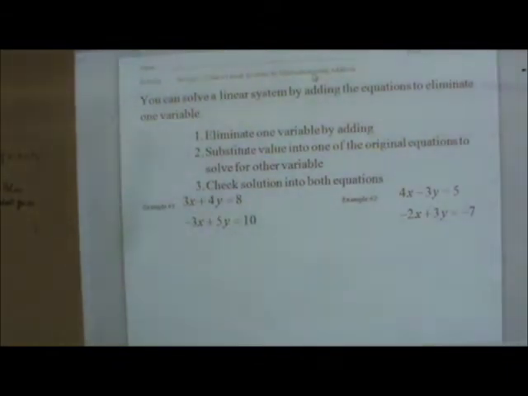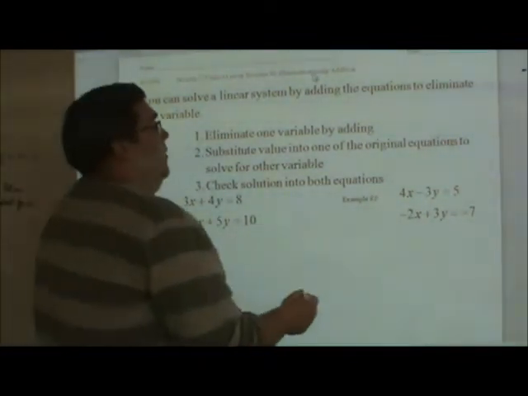Alright, let's take a look at example 2. For example 2, we first want to analyze and say which variable has the opposite numbers in front. Well, x has got 4 and negative 2. Y has got negative 3 and 3. Well, we want the opposite. It's got to be the same number but opposite sign. So we know this time we're eliminating our y.